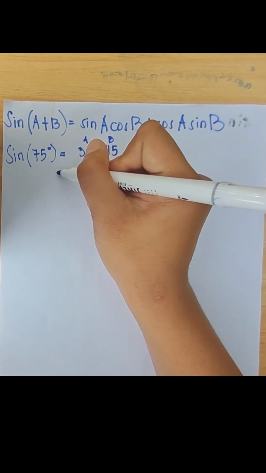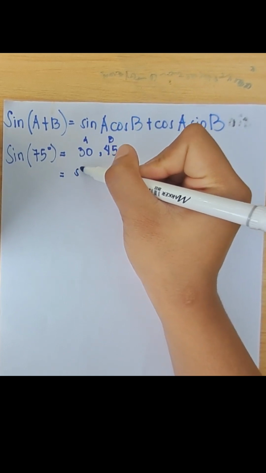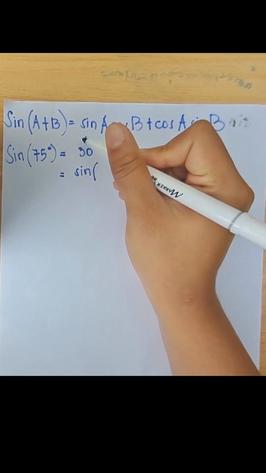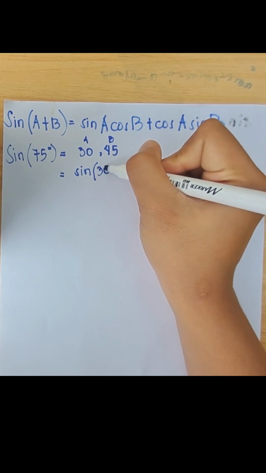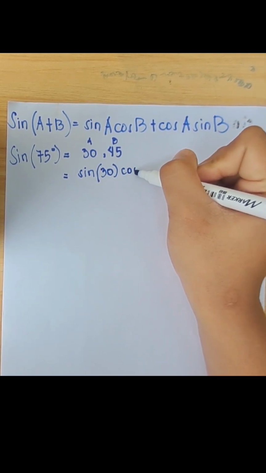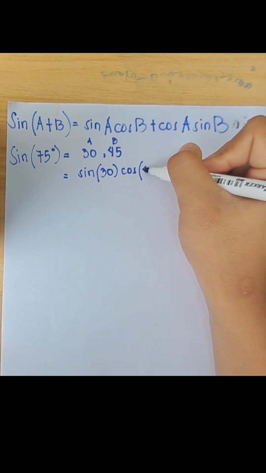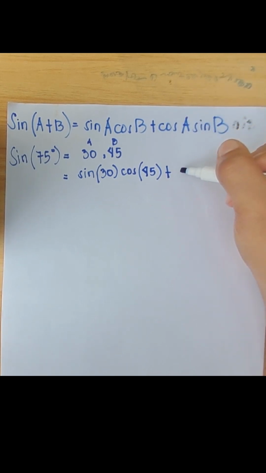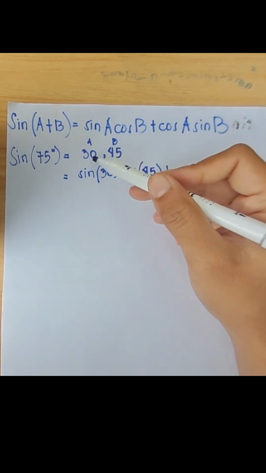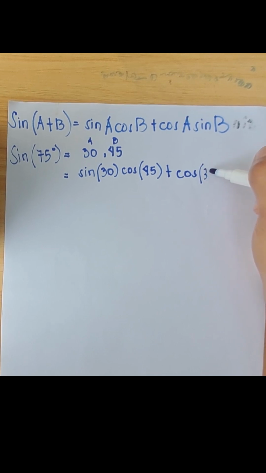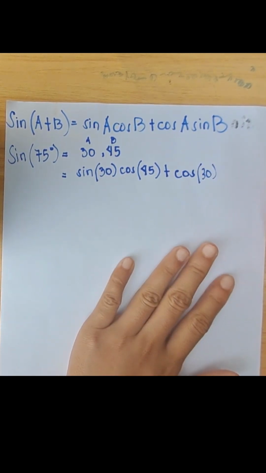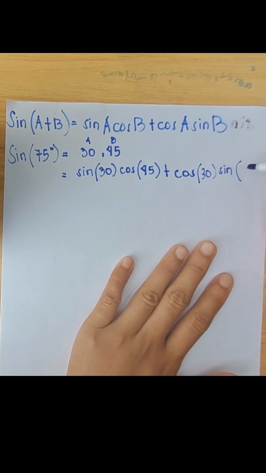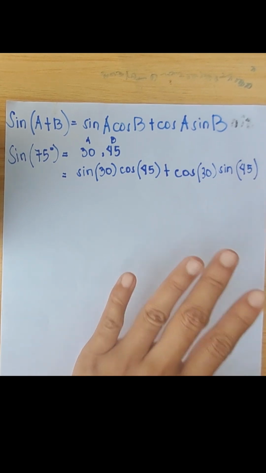The first thing we do is to substitute. So we have sine A, which is 30, cosine B, our B is 45, plus cosine A, so we have 30, sine B, B is 45.